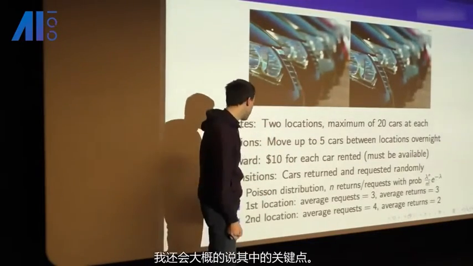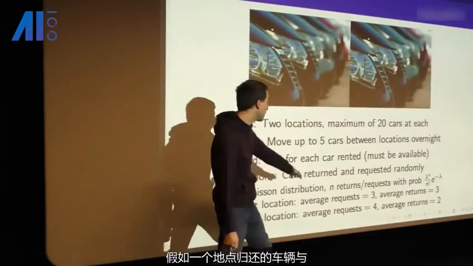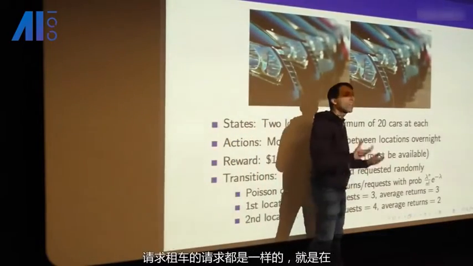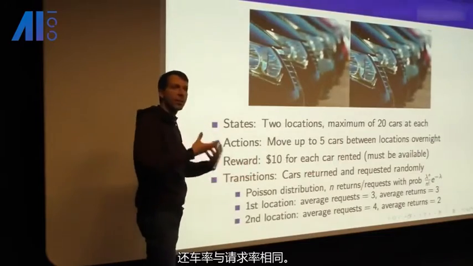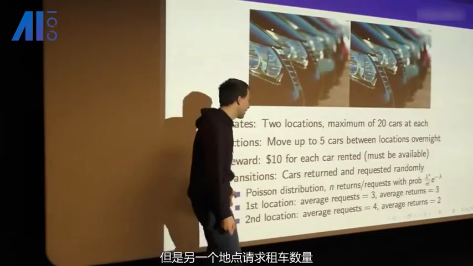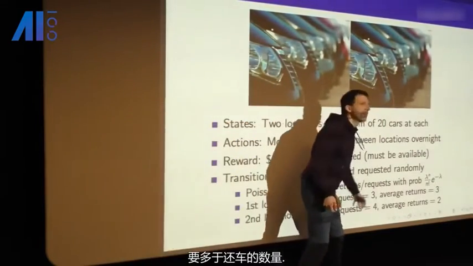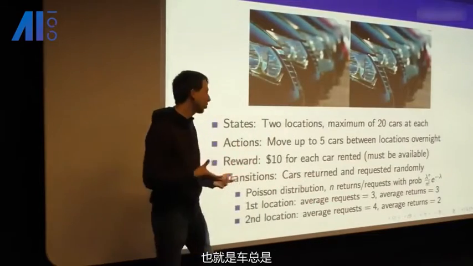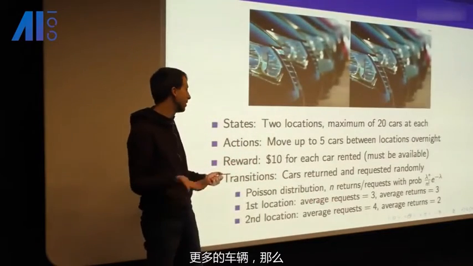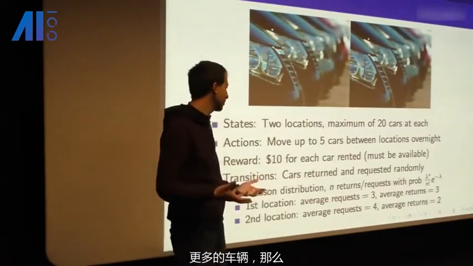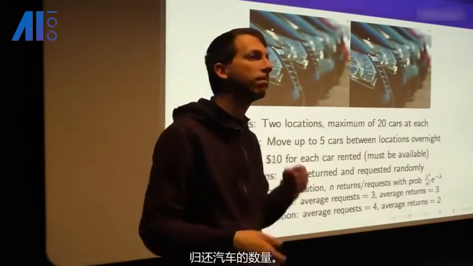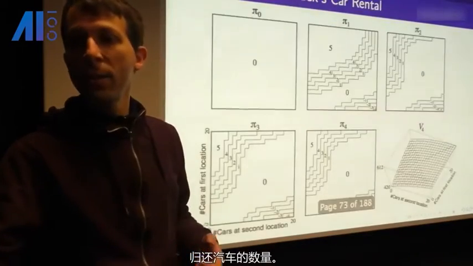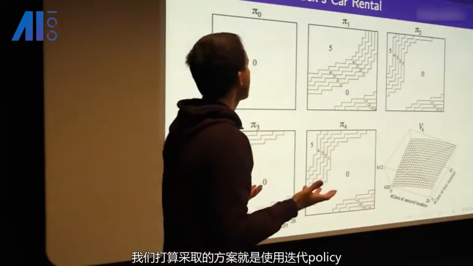Roughly speaking, the main point is that one location gets the same number of requests and returns. The return rate is the same as the request rate. It's a random process, but with the same rate. But the other one gets more requests than it does returns. So the second location is typically going to be short of cars if you don't shift things over, because it gets more requests for cars than people are actually returning. Okay? So what we're going to do is see what policy iteration looks like.